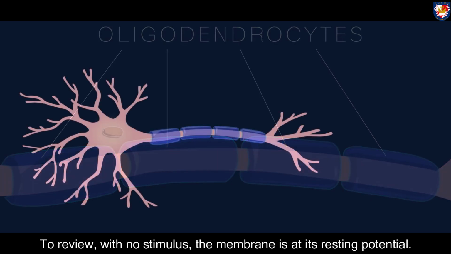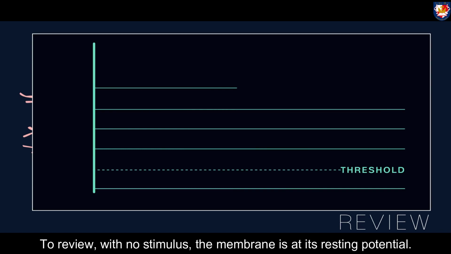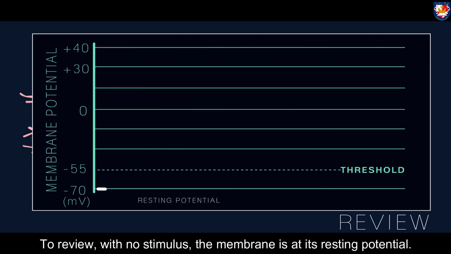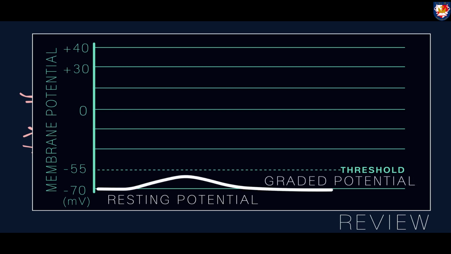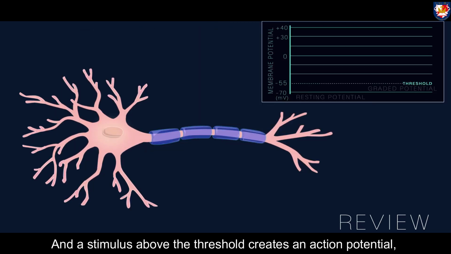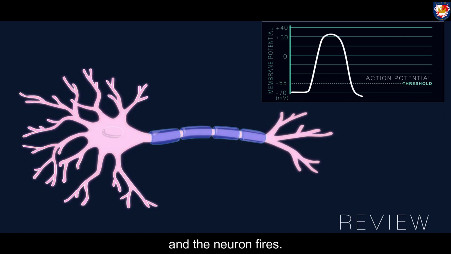To review, with no stimulus, the membrane is at its resting potential. A small stimulus causes a graded potential, and a stimulus above threshold creates an action potential and the neuron fires.